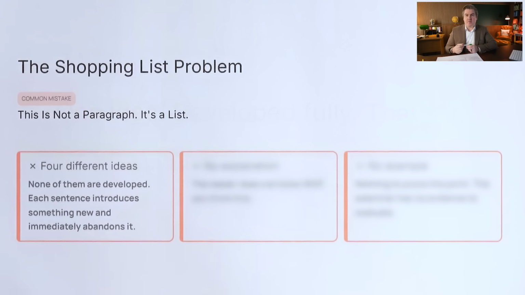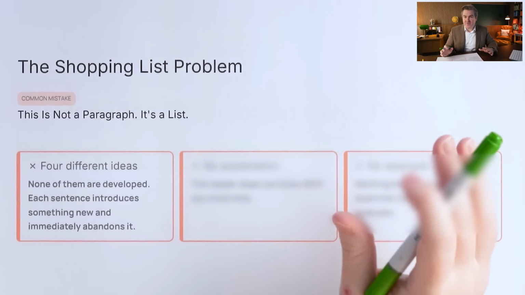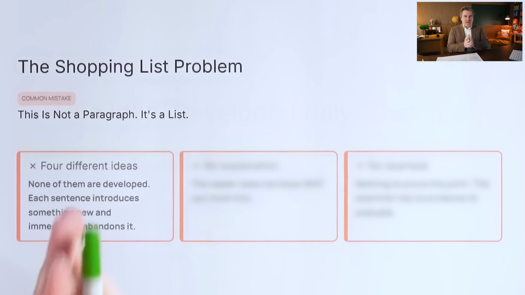This shopping list problem is often where a student thinks, I know quite a lot about this topic, but not very deep. What I'm going to do is just throw as many different ideas at the examiner and hope that does the job. That's the opposite of what you should be doing. The examiner is looking for clear communication.